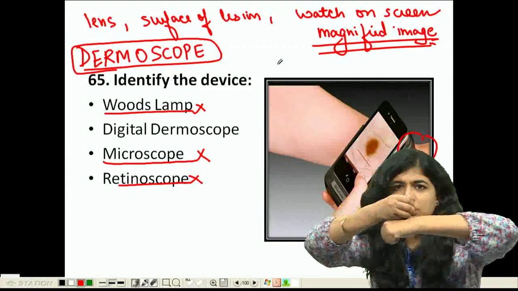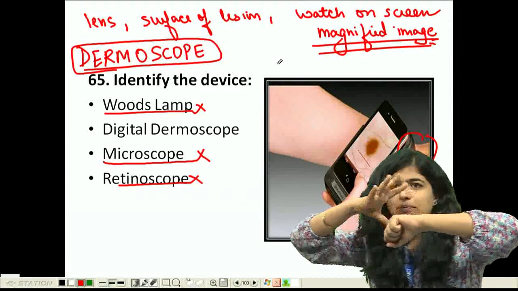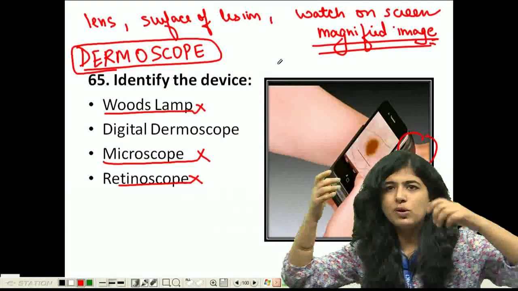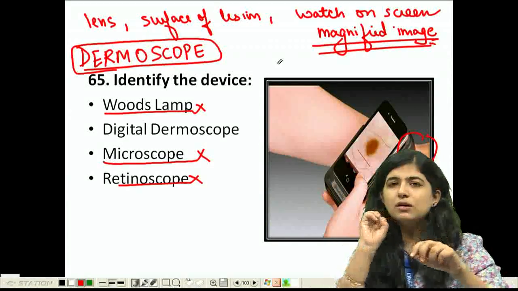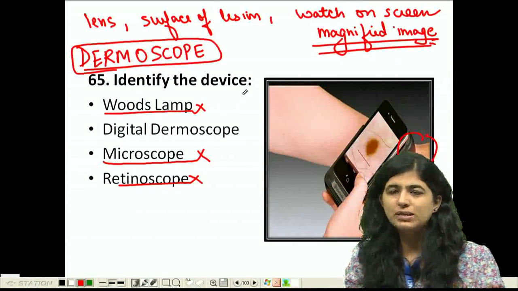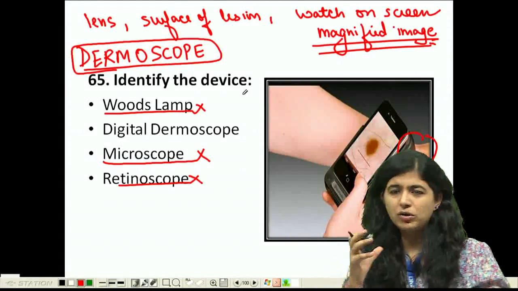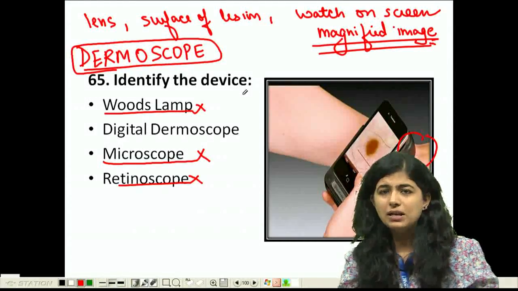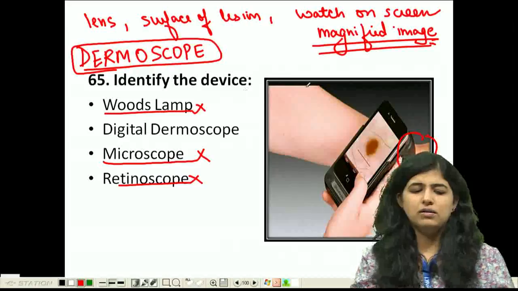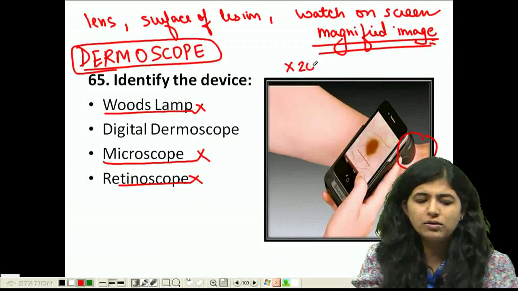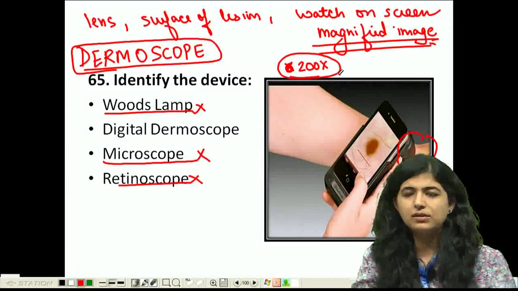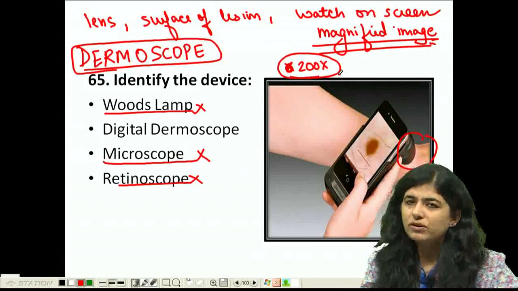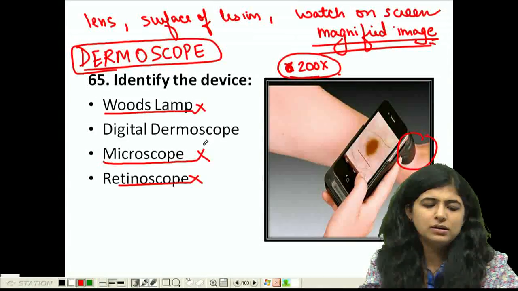The main purpose of this is surface magnification. You put it on the image here, you see it, it will magnify it 70 times, 100 times, 200 times, through which you see the finer aspects which otherwise are not visible to the naked eye or even a routine magnifying lens. So this can go up to 200 times the magnification. Extremely useful in clinical settings to make a diagnosis.